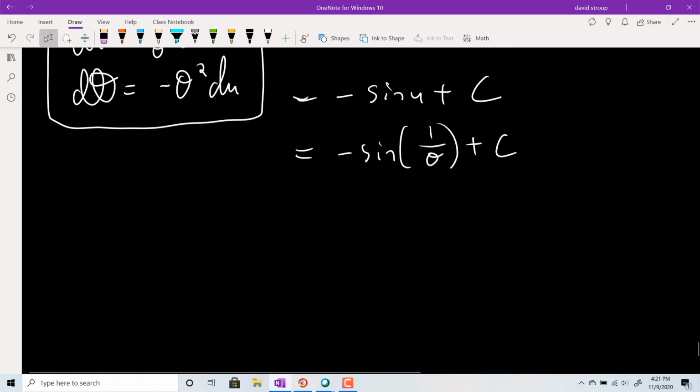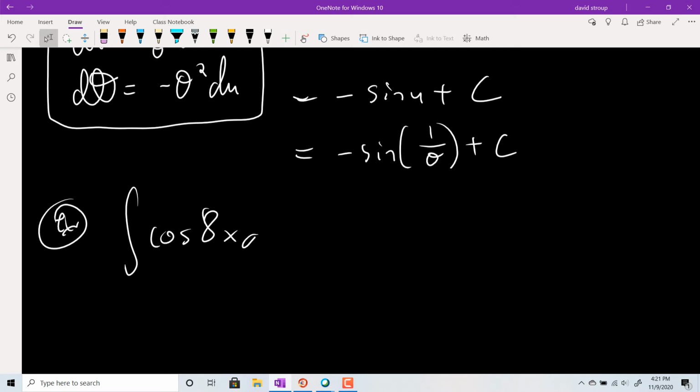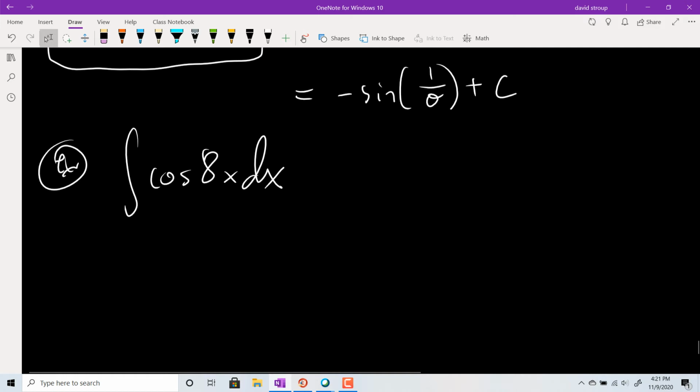Let's look at the integral of cosine of 8x. Seems like an easy one, right? So you can almost guess what this is going to be. It's 1/8 sine of 8x, but you could always do a u sub.